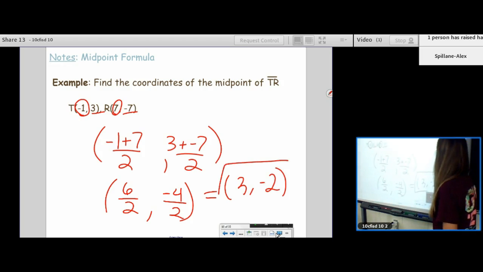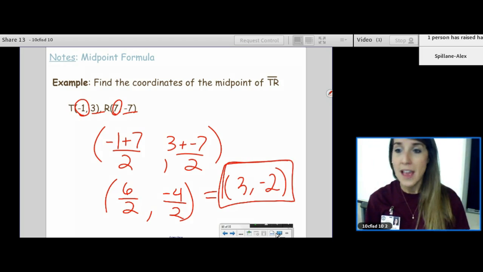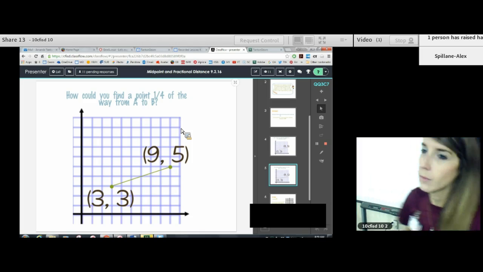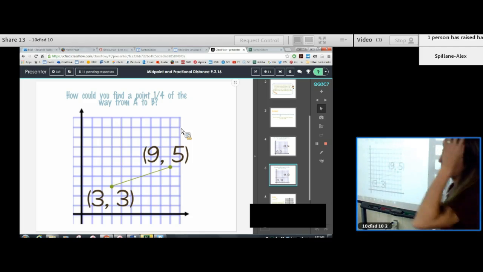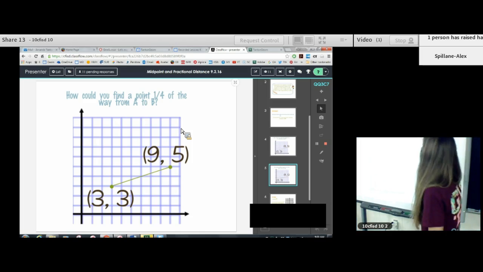The answer for the y's is negative 2. So 3 comma negative 2 is the coordinates of the midpoint. So now, we're in high school. We're going to go beyond midpoint, right? I don't want you to just find the middle.